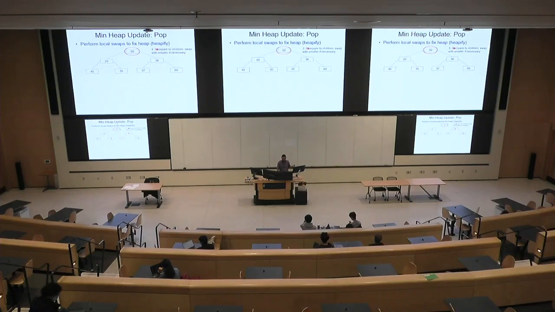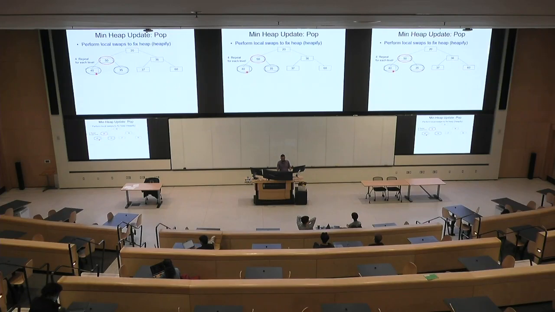So we start at 50, compare it with 20 and 36. We usually take the smaller one and we swap it with 20. And then we visit the second level. Now 50, we compare it with 40 and 35. We swap it with 35. And now there is no more work to do, right?